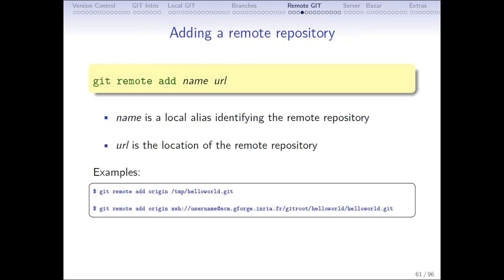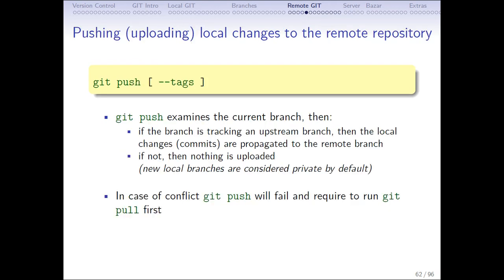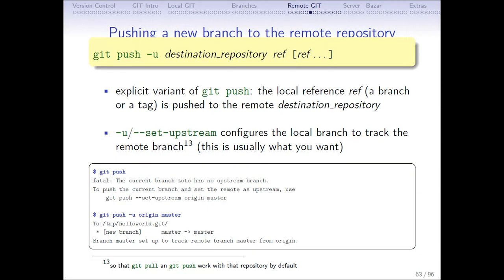Adding a remote repository: git remote add name URL. Okay, what you do is git remote add origin and give the URL. It can be either SSH based or HTTP based. And pushing, uploading local changes to the remote repository. How you do git push, and tags as an example you have to do. Okay, git push -u destination, like here you can see git push -u origin master. If you do this, it will take all this and put it to the remote repository.